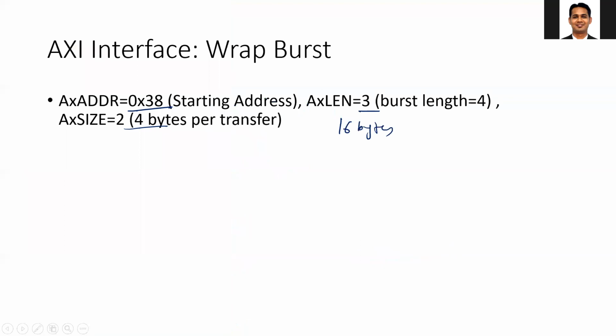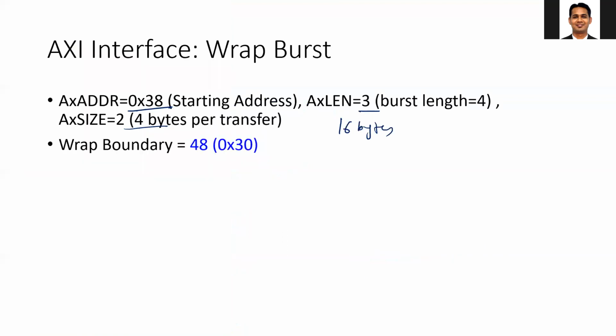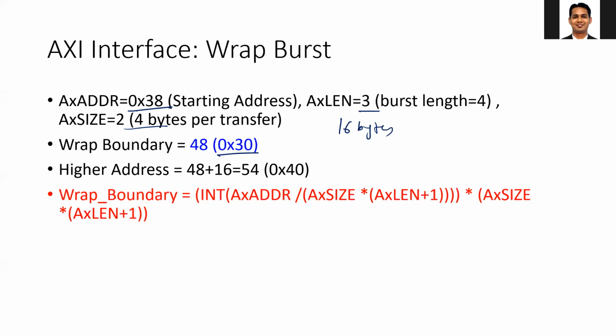So now from the previous example, the wrap boundary is 0x30, and the slave should be able to calculate it. The upper boundary is 0x30 plus 16, that is 0x40, as we discussed in the previous slide. To calculate this boundary, there is an equation which you can look at, put the numbers in and you will get this. The slave uses this equation to find the wrap boundaries, and the next wrap boundary will be this wrap boundary plus 16. So the slave knows this one.